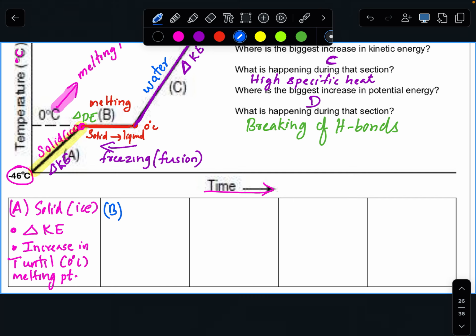Then line B. Line B, we know that it is a mixture of what and what? There will be a little bit of solid and there will be liquid. There is potential energy changing, and there is a phase change, right? Solid is converting into what? Liquid. That is called what? Melting. And what is constant there? Temperature or kinetic energy is constant. Okay, now write the rest. You can do it. You don't need my help.